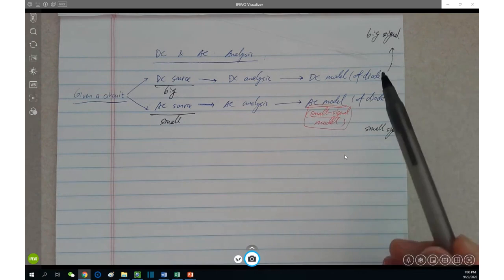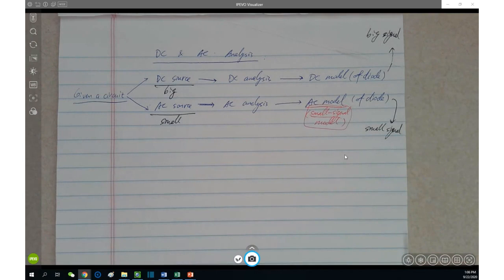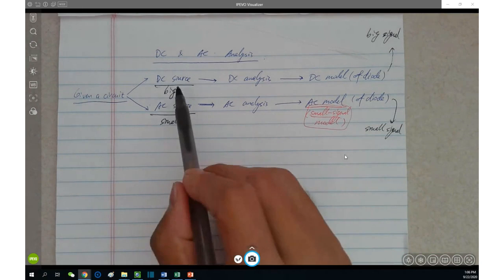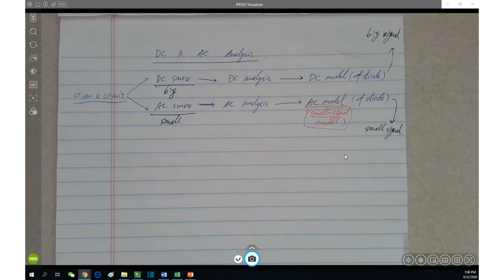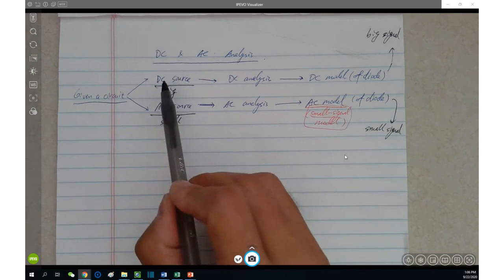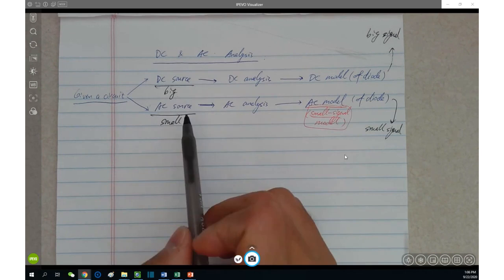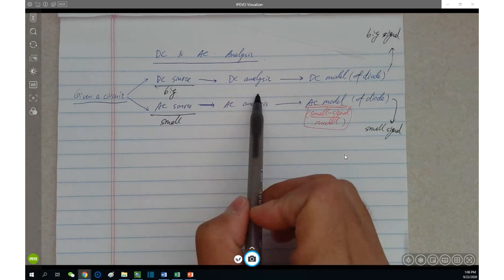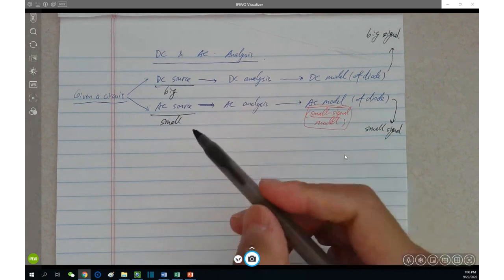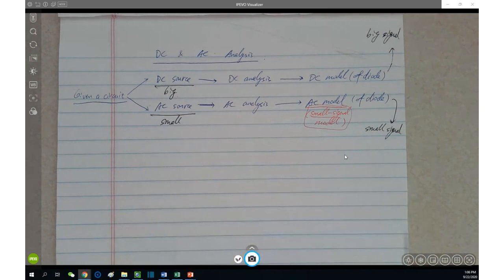Now, why are we conducting DC analysis and AC analysis? Very simple, because we have both sources. If in a circuit you only see a DC source without any AC source, of course DC analysis only. And vice versa: if you only have an AC source, then there is no bother for DC analysis. It doesn't make any sense.